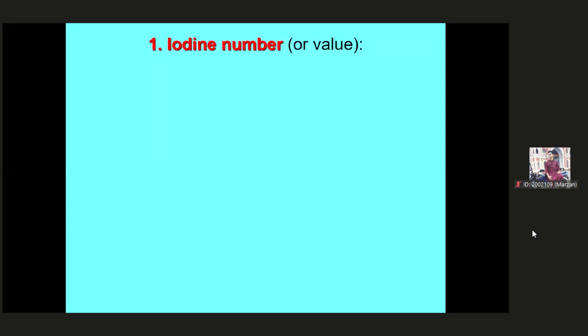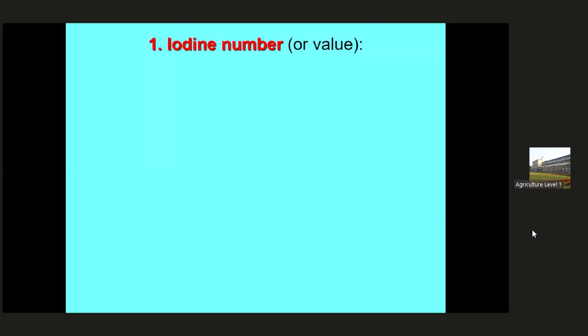So this is the iodine that can be absorbed by the fatty acid, based on which you can calculate the iodine number. If the amount of double bonds is increased, then the quantity of iodine absorbed will be more. If it is decreased, it will be decreased.